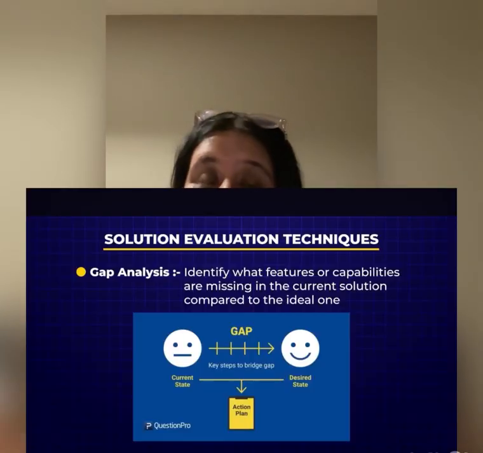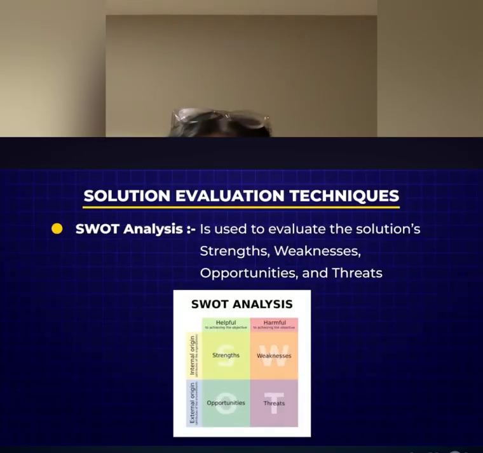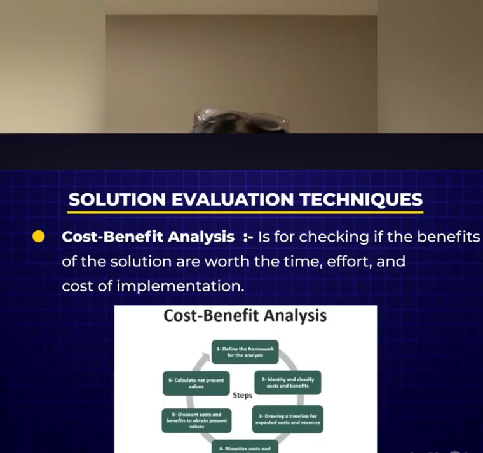Several techniques help evaluate solutions, including gap analysis, SWOT analysis, and cost-benefit analysis. Gap analysis identifies missing capabilities. SWOT analysis evaluates strengths, weaknesses, opportunities, and threats. Cost-benefit analysis determines whether the benefits justify the cost of implementation.